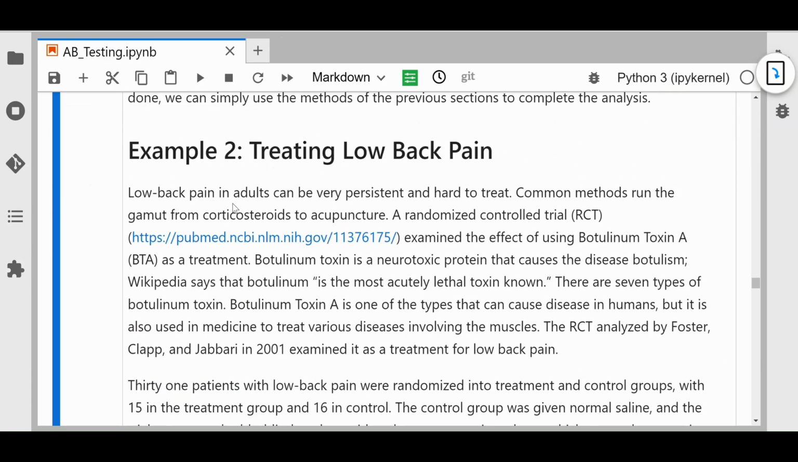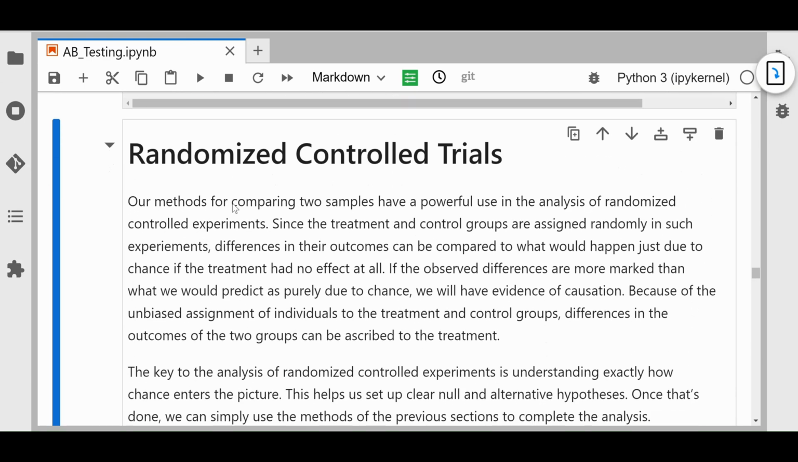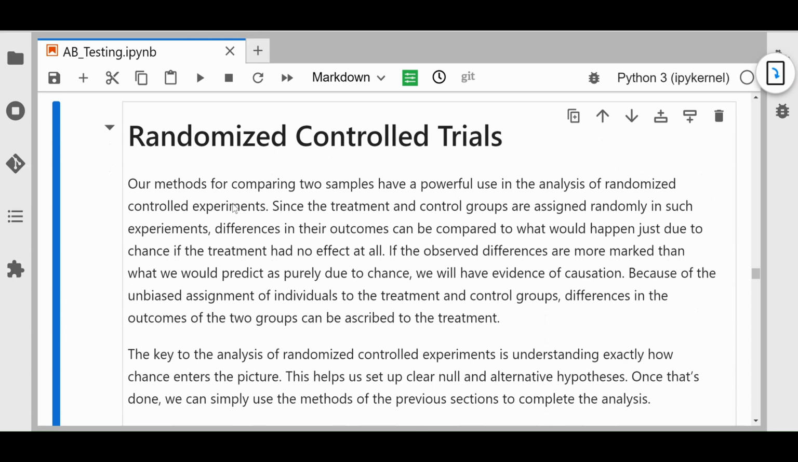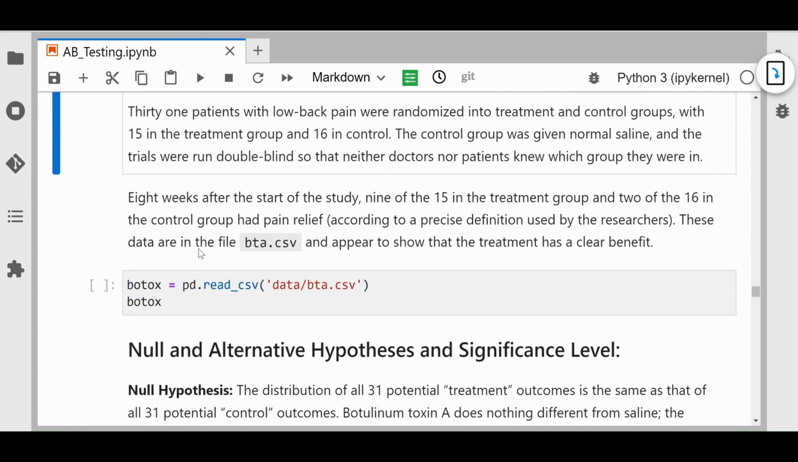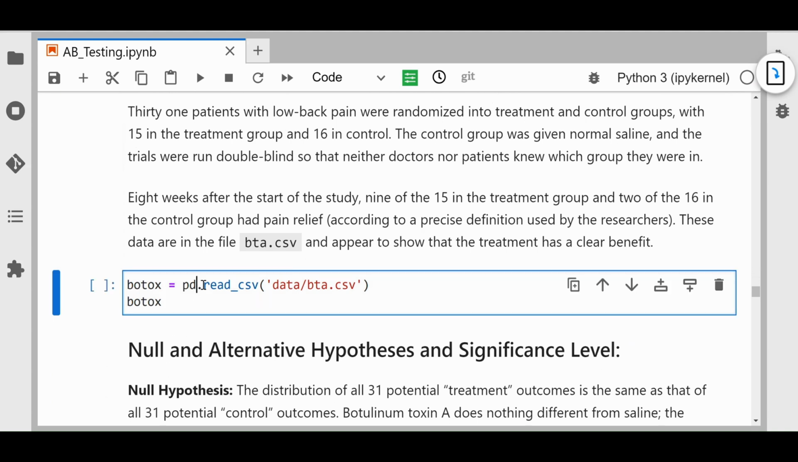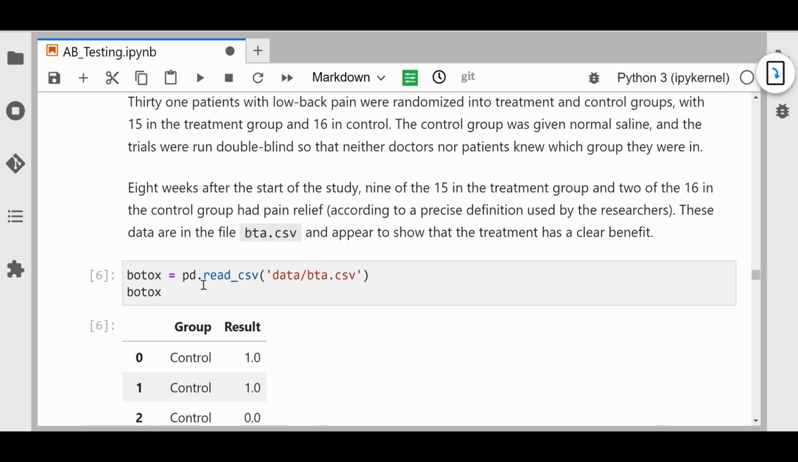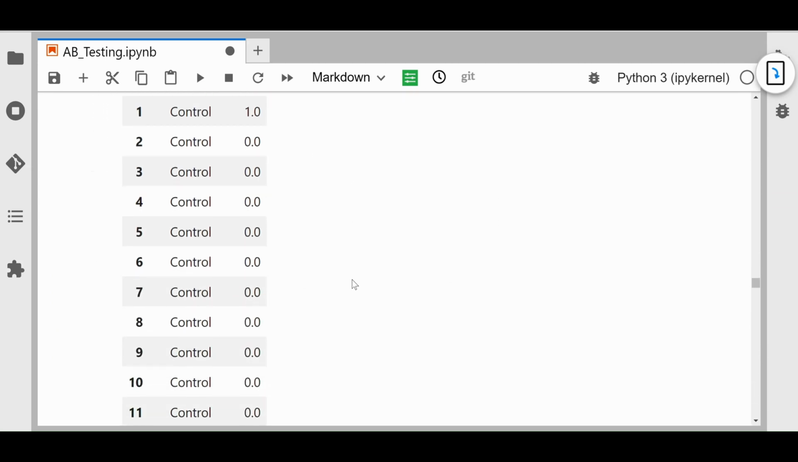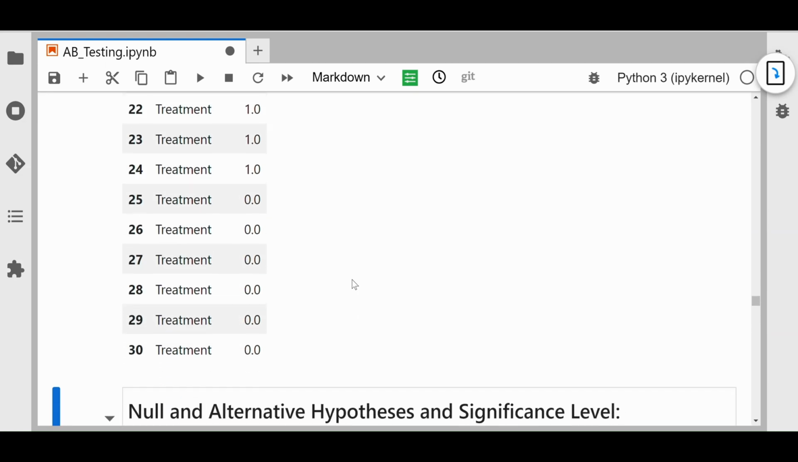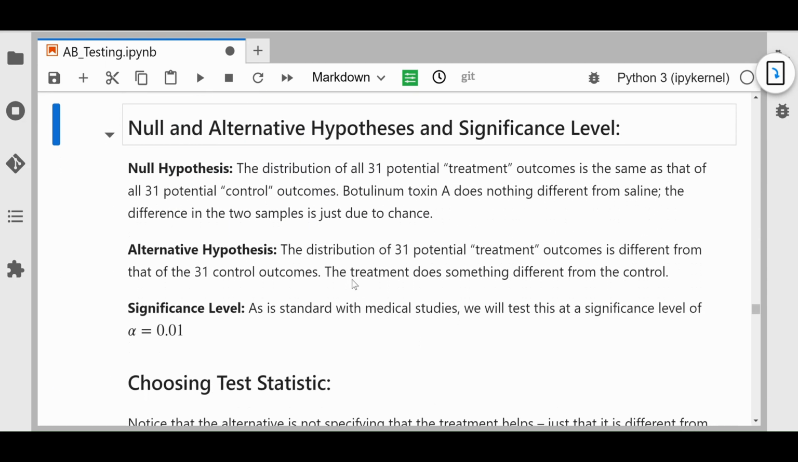This has a description of the experiment as well as a link to the actual study if you're interested in reading. But let's load in the data. This is the data of the results where patients either reported a 0 with no pain relief or a 1 with pain relief. So that's how we have the data output here. The null and the alternative are what we just stated in the slides, and it's standard with medical studies to test at a significance level of 1%, so that's what we'll use here.